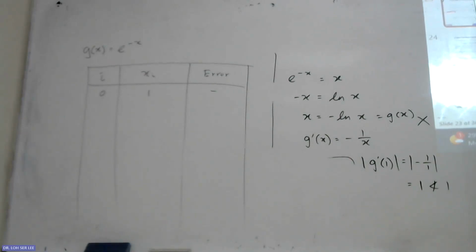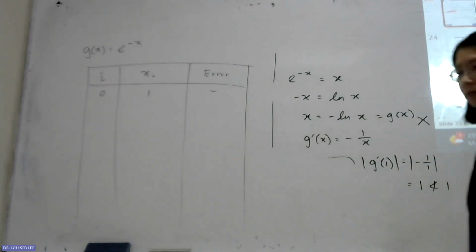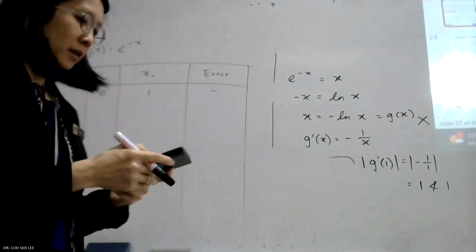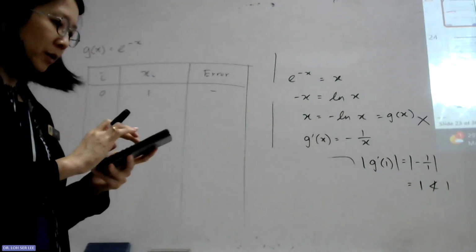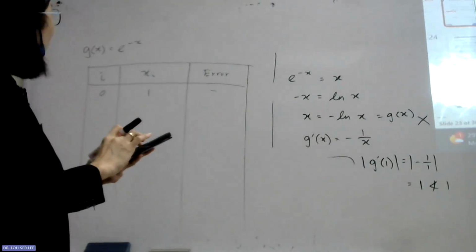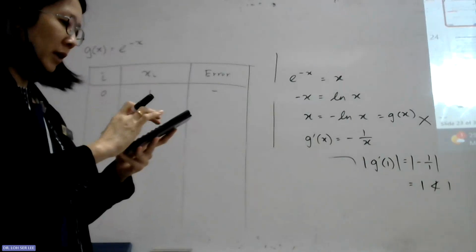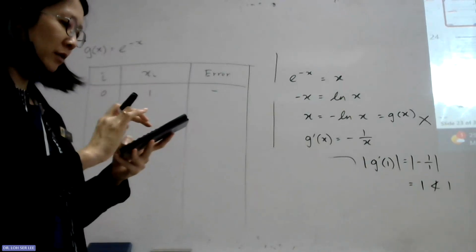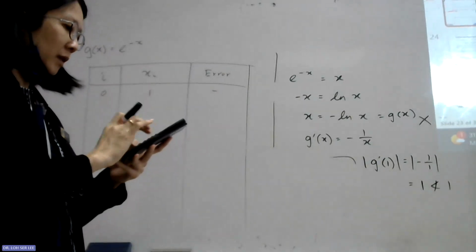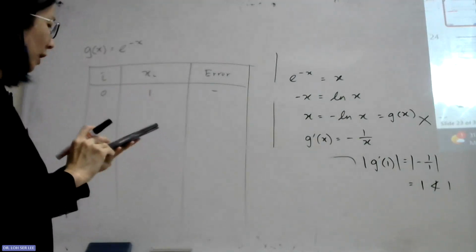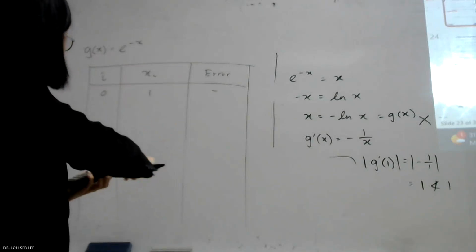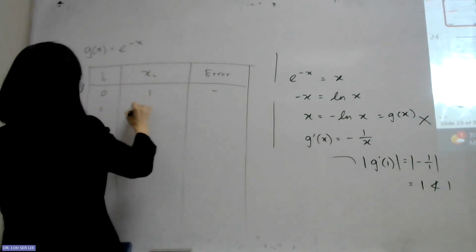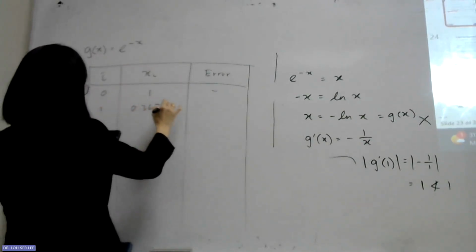Okay, that becomes e^(-1). So you can key in the formula, e^(-x). Calculate when x is 1. So you have 0.3679.